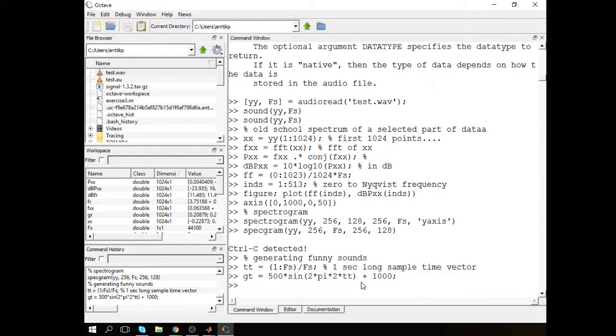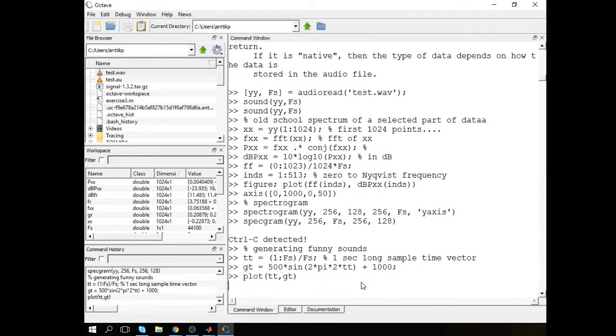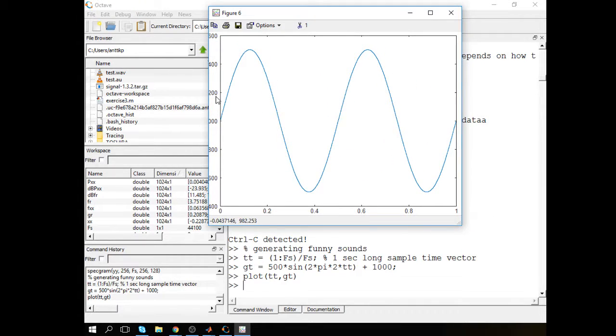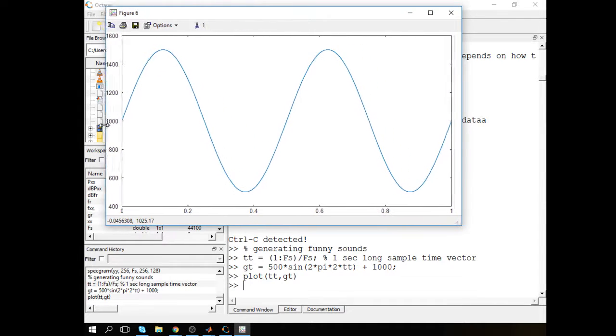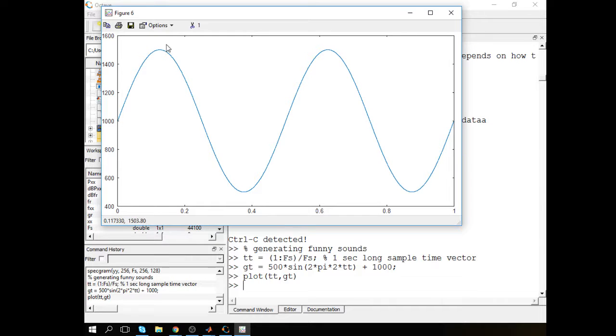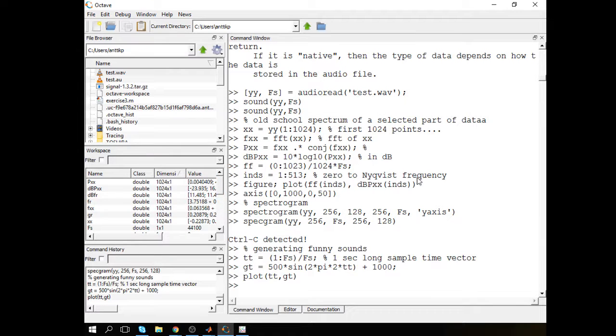And it looks like, do I have any figures? No. Plot t, g(t). Okay, looks like that. So, wow, that looks really funny. So this signal is actually changing like this twice a second, around 1,000 hertz plus minus 500 hertz. So something like that. Let's see how close I will get it.